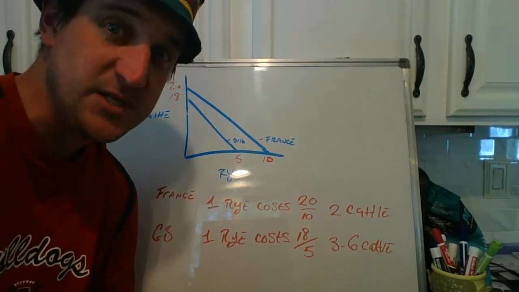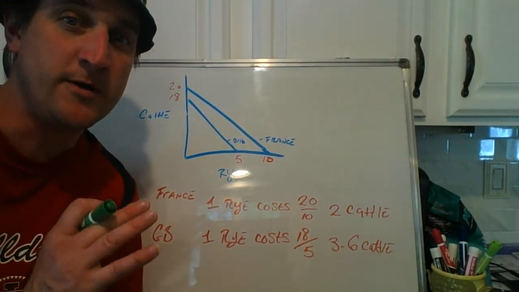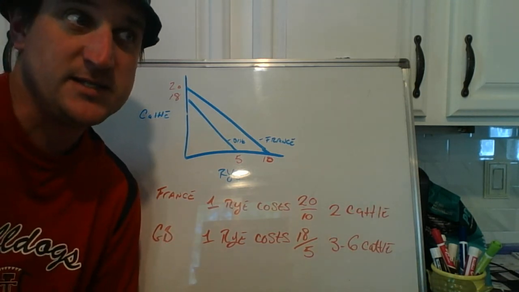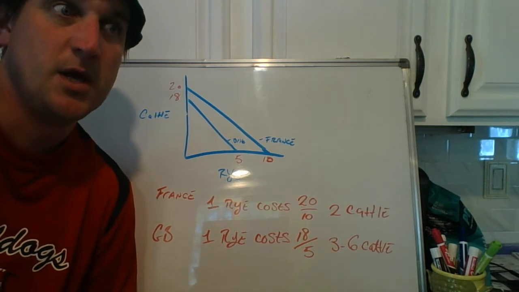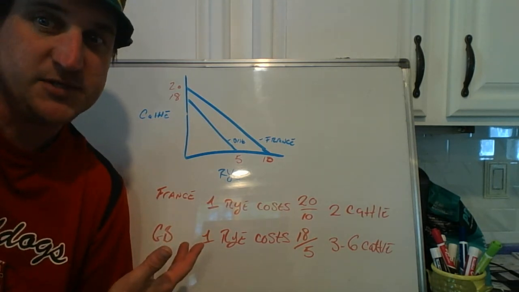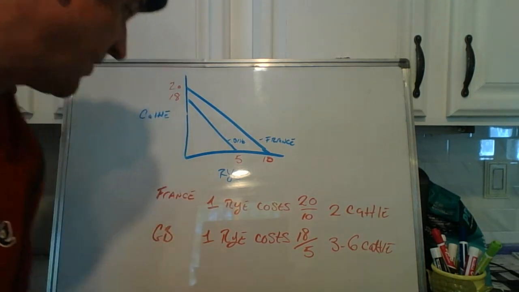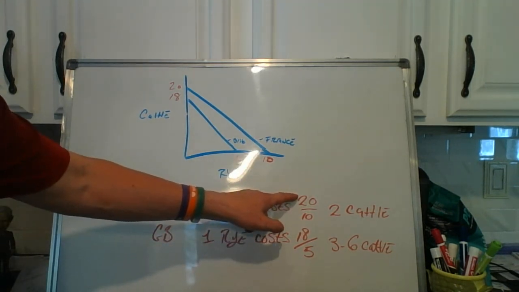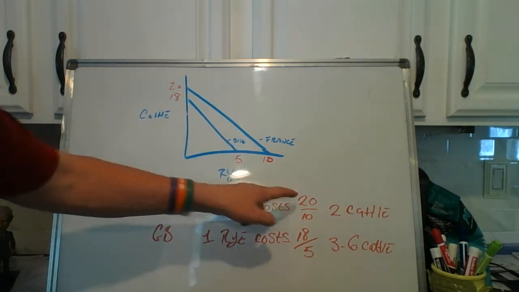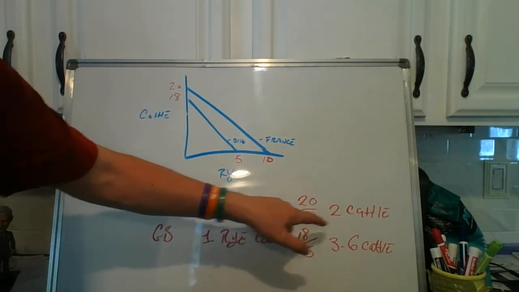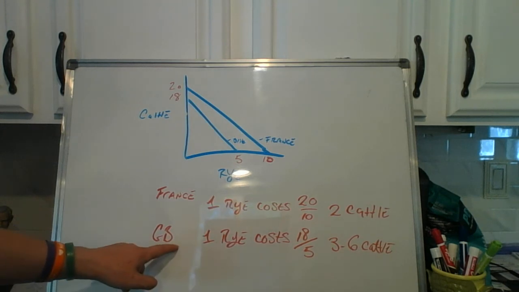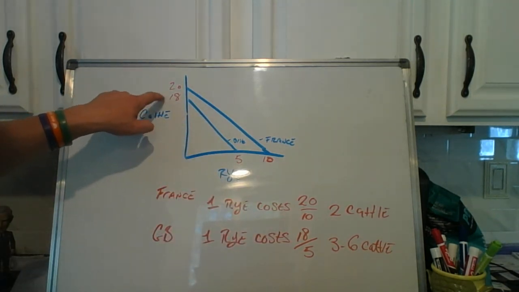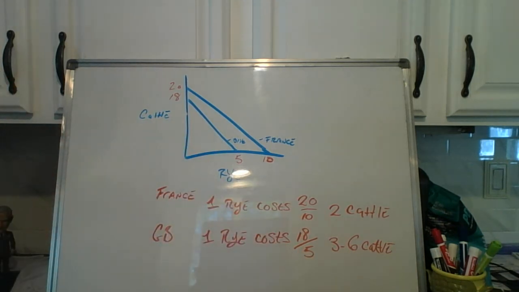Once again, I've never seen a comparative advantage question on a free response question. Never, never. But it's an important topic. They said they're going to change things up a little bit this year. It could come up this year. We should know it. Okay, so write your sentence. For France, 1 rye costs, other thing on top, 20 cattle. 20 over 10 equals 2 cattle. For Great Britain, 1 rye costs the other thing over 18 over 5, or around 3.6 cattle.